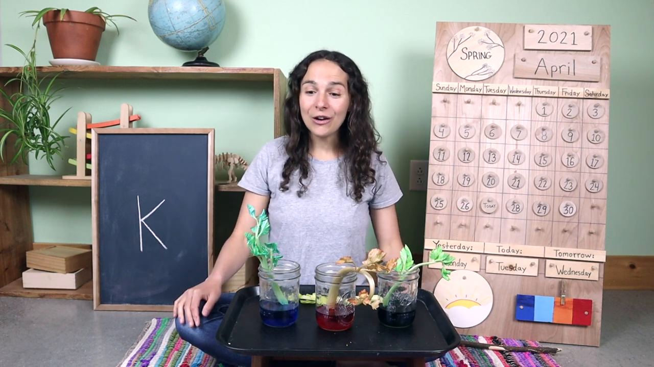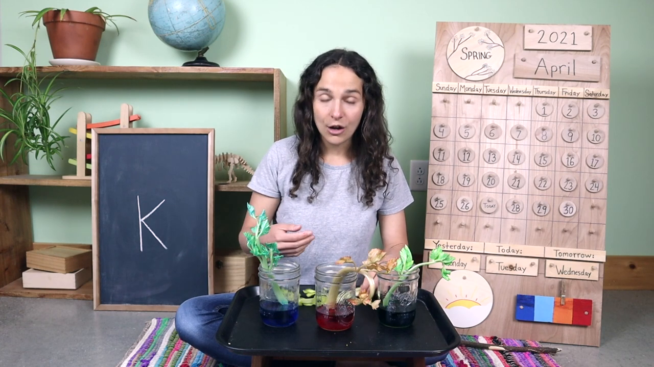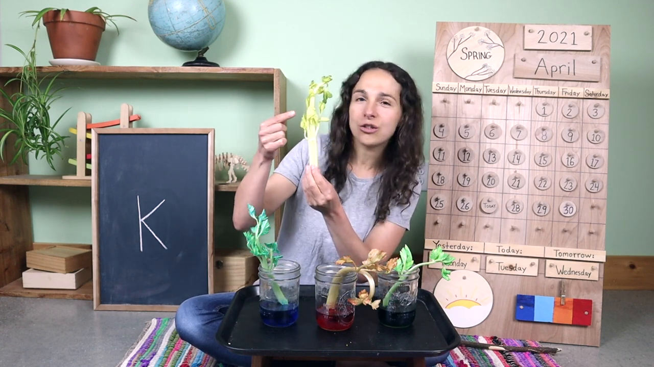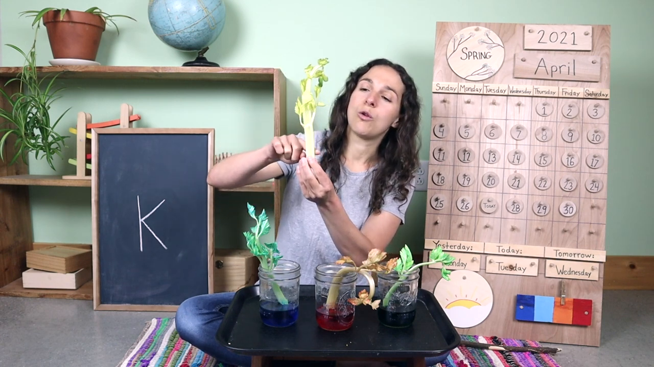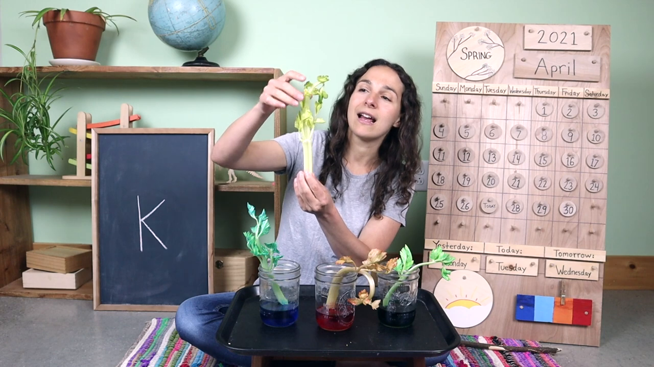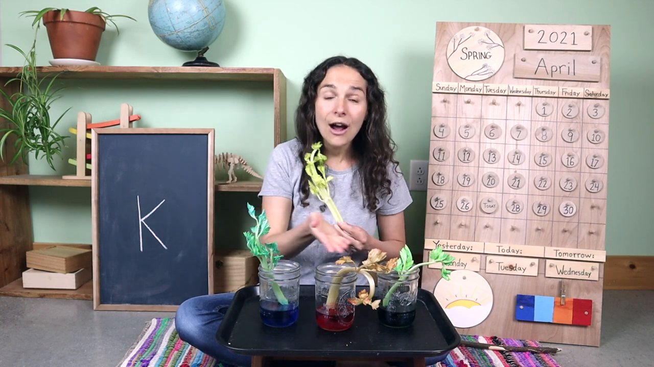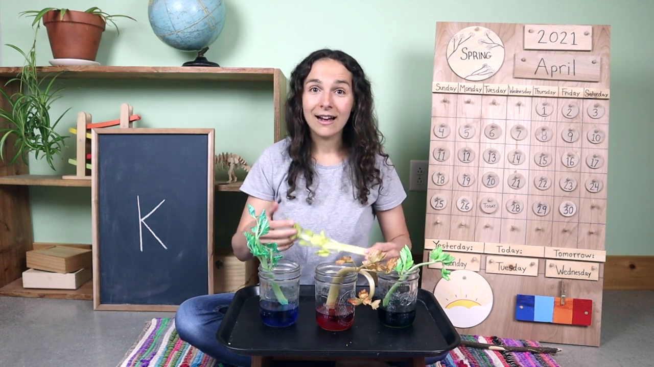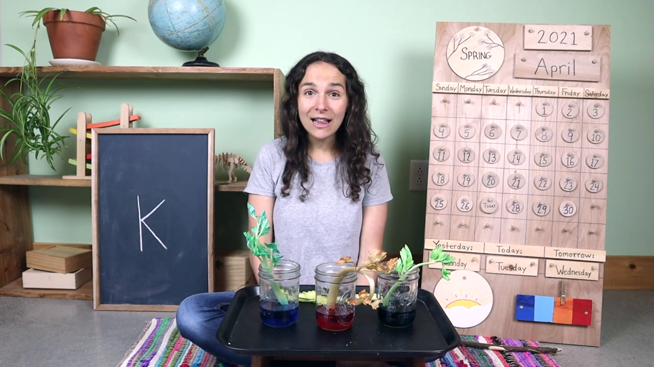The waiting is over. Look what happened to the celery stalks. Do they look like they did yesterday? Yesterday, the celery stalks were light green and they had greenish yellowish leaves on top. Is that how they look today? I don't think so. What happened to the celery stalks?